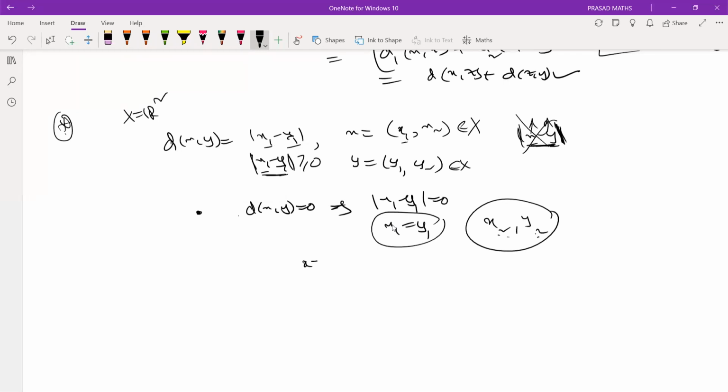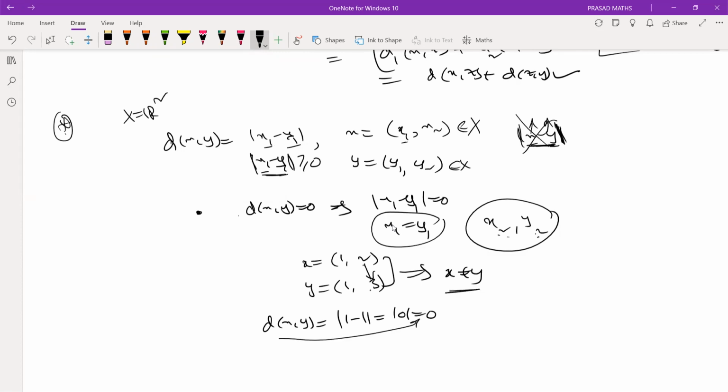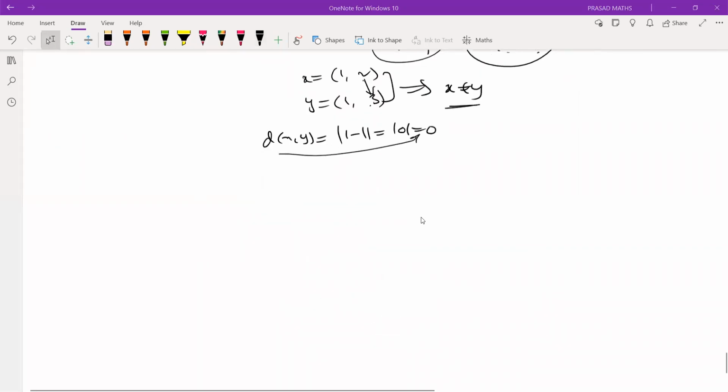Suppose I take x equals (1, 2) and y equals (1, 3). What is the distance between x and y? It is nothing but mod of 1 minus 1, that is mod 0, that is 0. Does it mean that x equals y? No, because 2 is not equal to 3. Therefore, x is not equal to y. The distance is 0, but the elements are different. Therefore, it is not a metric. Is it clear?